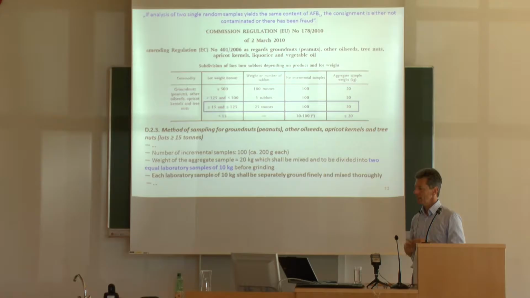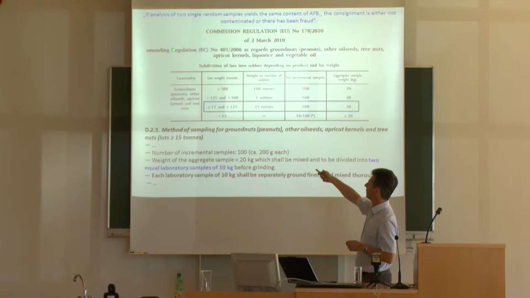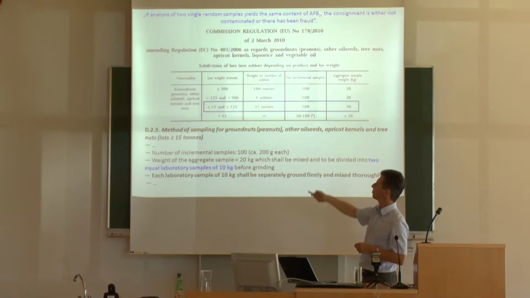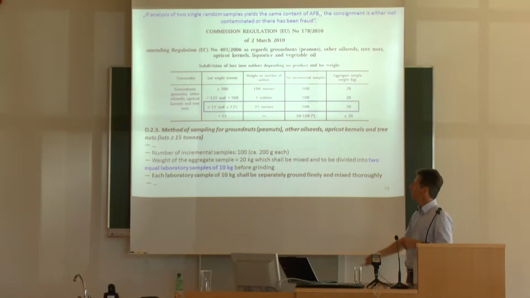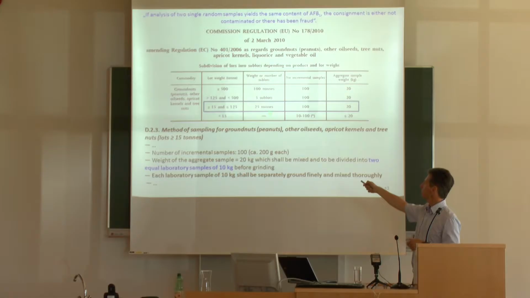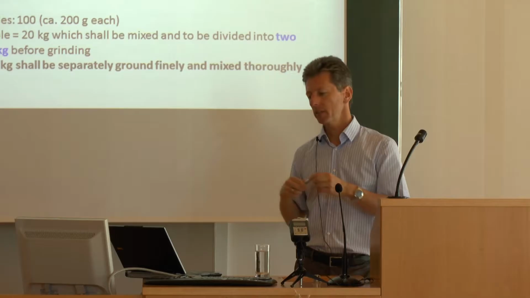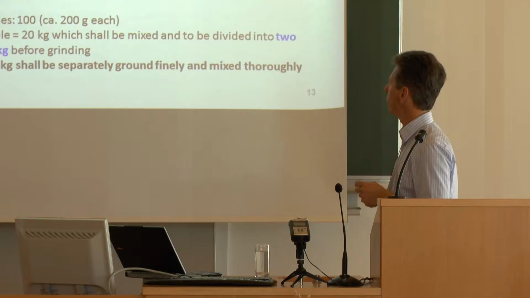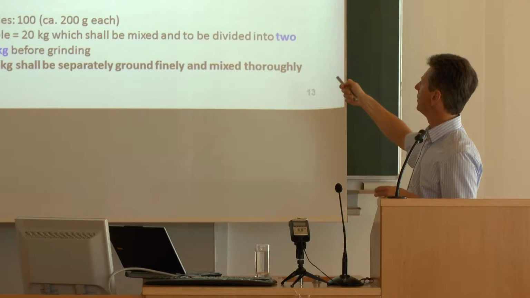And when we have these regulations, we have a look at them with the commodity. In this case, we've got groundnuts, peanuts or oil seeds, apricot kernels, tree nuts. And you can see lot weight and number of sublots, let's say of 25 tons. You will have to take a number of incremental samples of 100. Similar to Biselli's case before, they had 26 tons, 100 incremental samples, an aggregate sample weight, in this case, to be 20 kilograms for groundnuts.